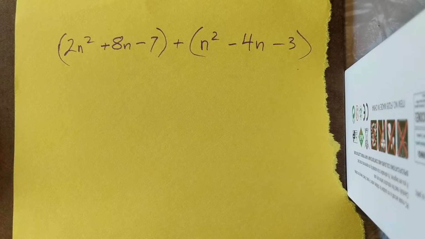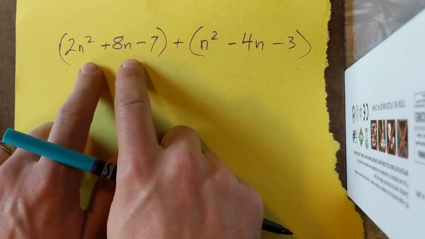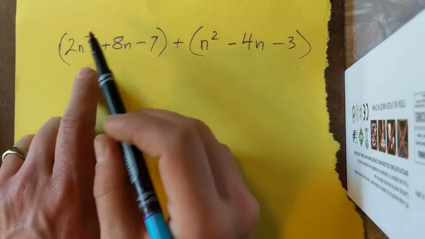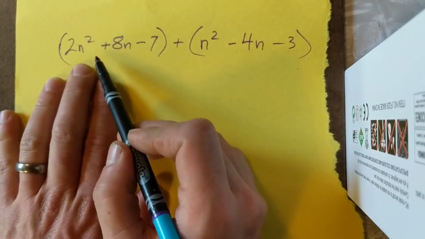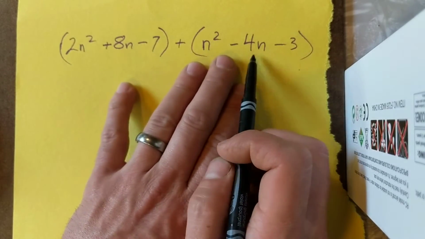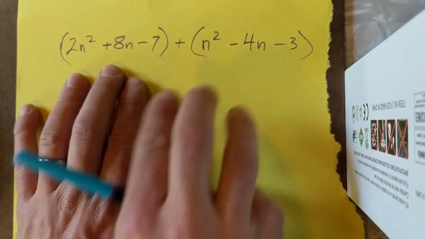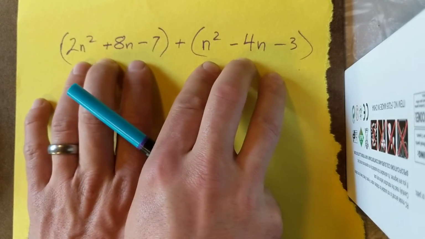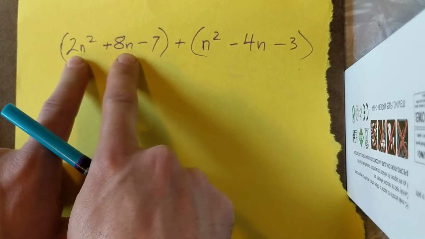I changed the problem a little bit so that you can try your problem and see if you can figure it out. But I thought I'd draw you a little model of this. The most important thing to understand about problems like this is that there's two amounts here. There's the 2n squared plus 8n minus 7 amount, and over here is an n squared minus 4n minus 3 amount. And they're different amounts, and well, what are they? What is their amount? It depends on what n is.